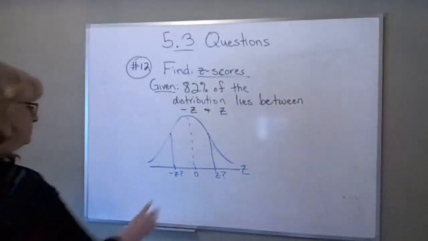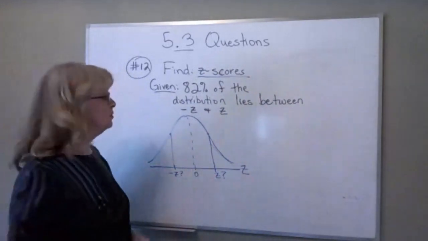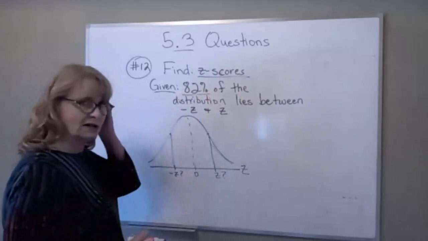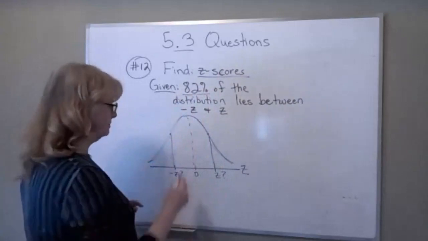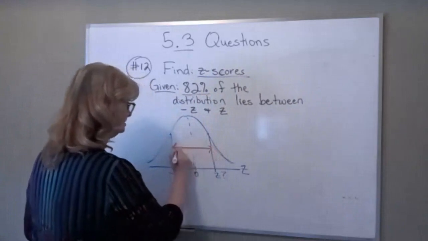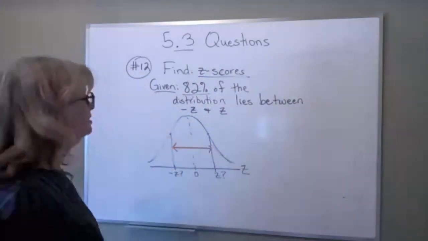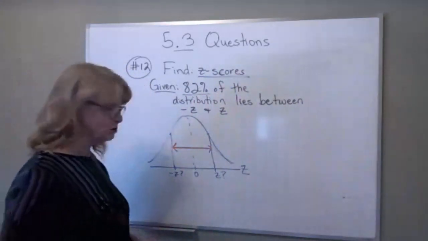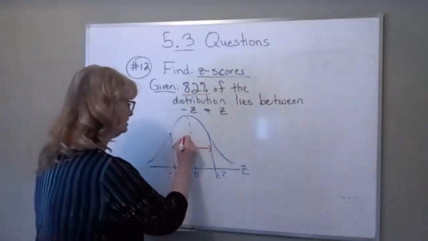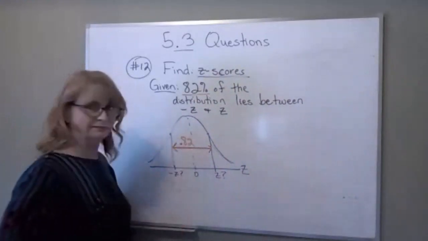They want me to find these opposite z-scores, and what they're telling me is that 82% of the distribution lies between them. So in between, that's this space right here, 82% of the distribution is in there. That means the area under the curve between them is 0.82.